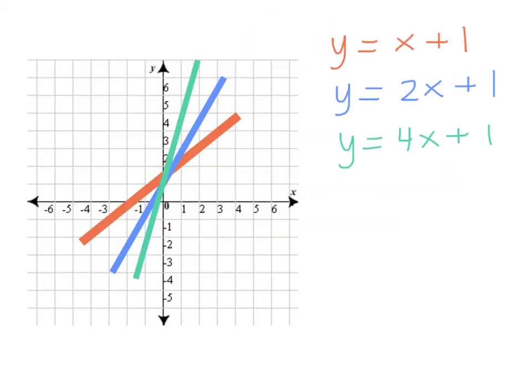And you can see that with these three functions. Our coefficient is going from 1 to 2 to 4, so it's getting larger, which means that the slope of the line is getting steeper. It's not on so much of an angle as this first one is. It's almost more of a straight line.